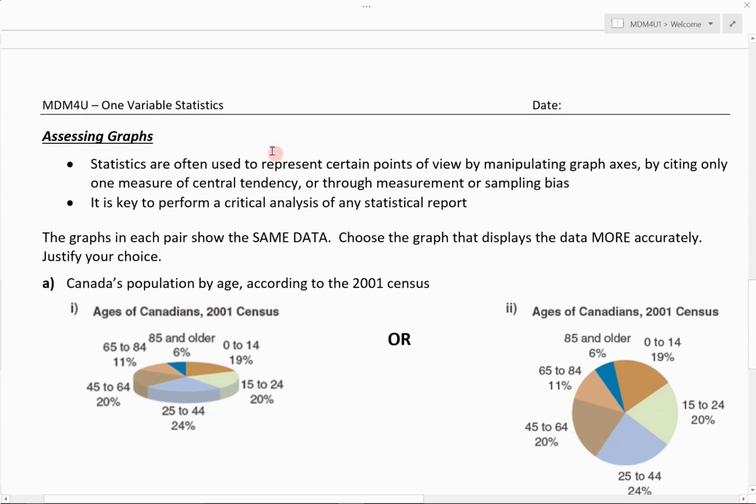Okay, so assessing graphs. Statistics are often used to represent certain points of view by manipulating graph axes, by citing one measure of central tendency, or through measurement or sampling bias. It is key to perform a critical analysis of any statistical report.